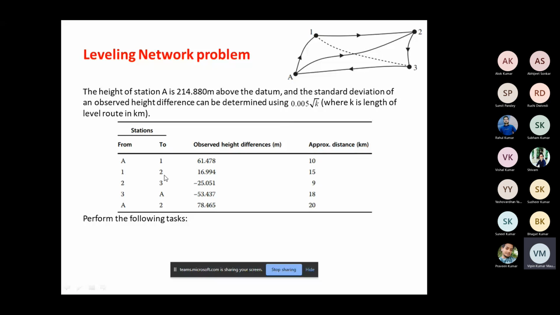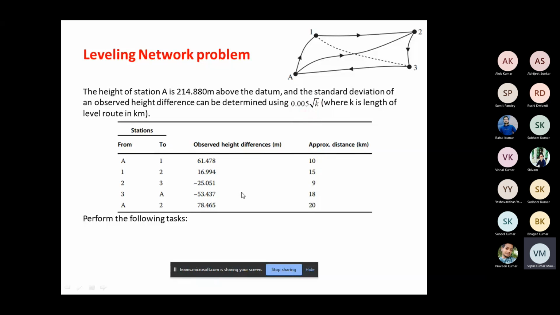Similarly, we can see the height differences are measured from 1 to 2, from 2 to 3, from 3 to A, from A to 2. These observed height differences are given here, and their approximate distances are also given. So using this approximate distance, we can compute the standard deviation, because it is 0.005 under root k, and k is the distance given in the last column.